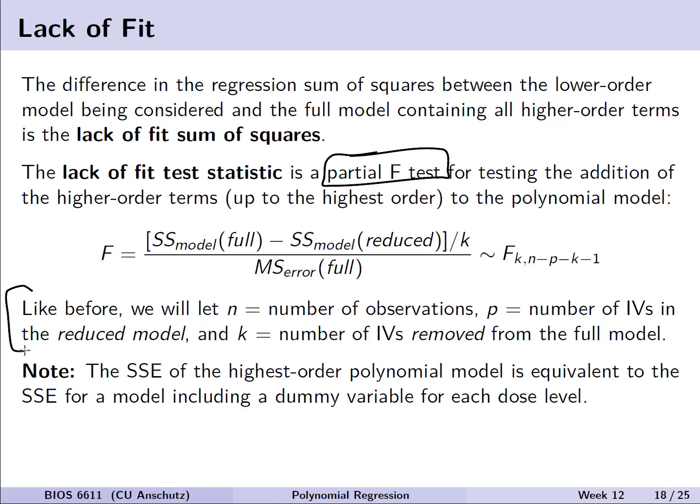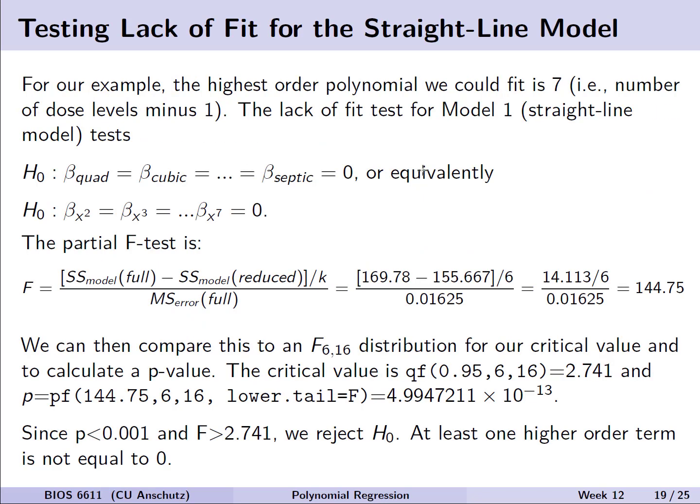The reason this is a useful shortcut with the coding we saw on the previous slide, even though that saturated model technically had nothing to do with our higher order terms, is that the sum of square error of the highest order polynomial model will be equivalent to the sum of square error for a model including a dummy variable for each dose level. In other words, we can use that as a shortcut to get the information we need to conduct these lack of fit partial f-tests. Let's start by looking at using that partial f-test for a lack of fit to evaluate our straight line model from before.